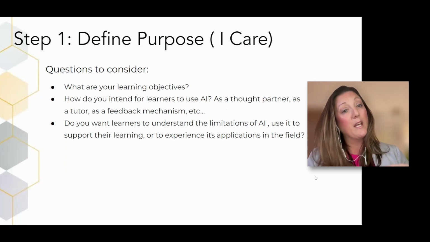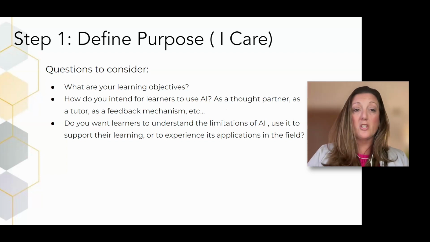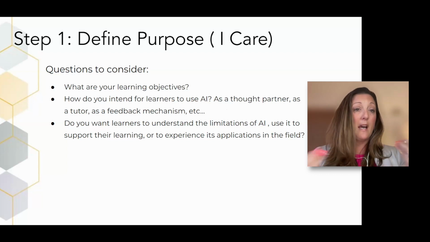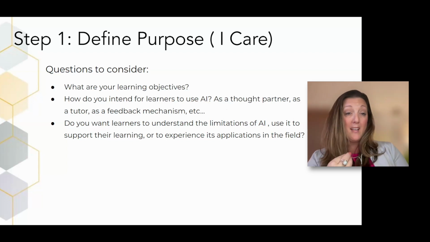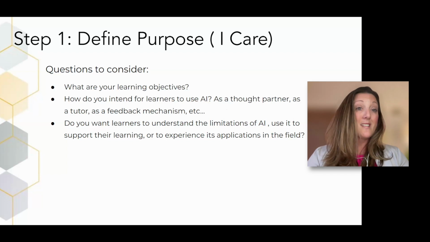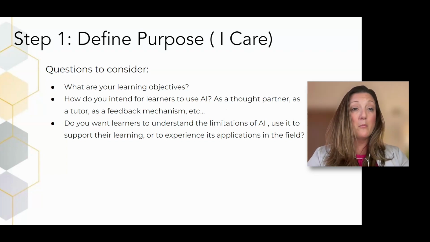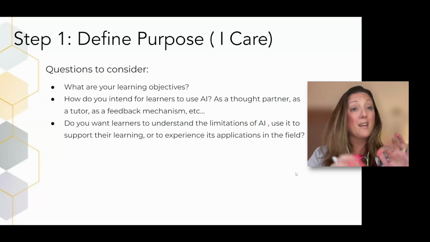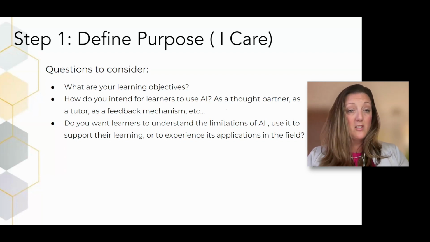Because there are different ways that we can use AI. We know this. We can use it as a thought partner to generate ideas, to bounce ideas back and forth, and so forth. We can use it as a tutor where it's providing us necessary information for studying or what have you. We could use it as a feedback mechanism, pump in a paragraph that we want feedback from, and then have it generate some of that feedback and then revise our writing. So what is our intent through that assignment for students to be using AI? It's really clear to map that out.